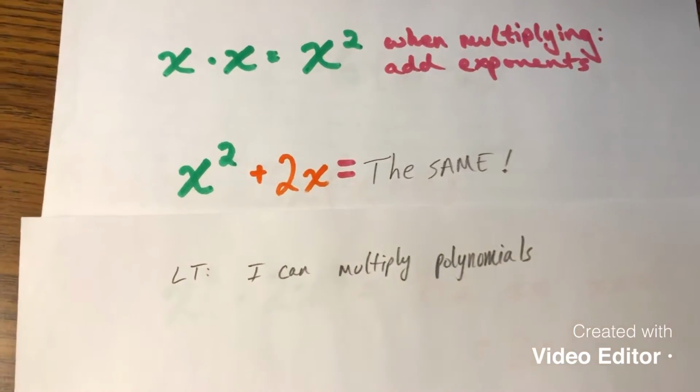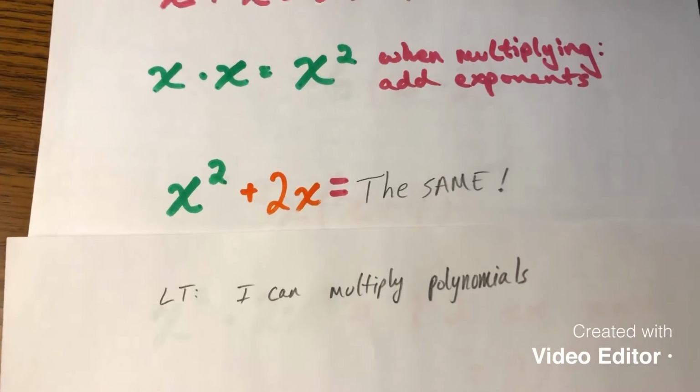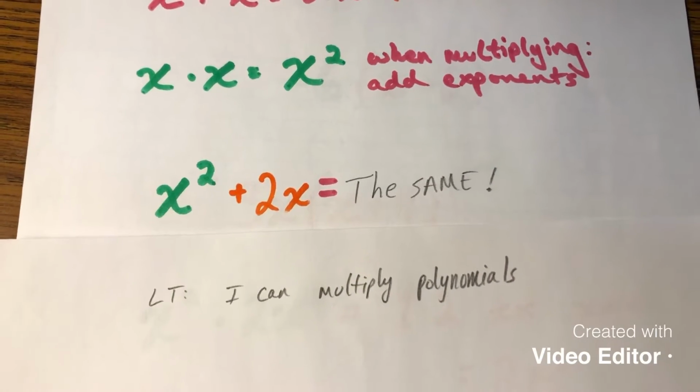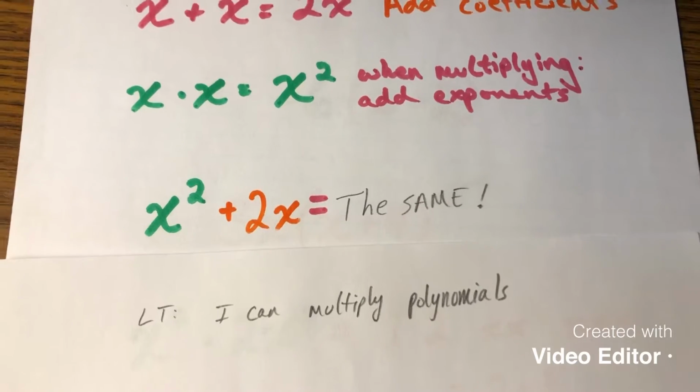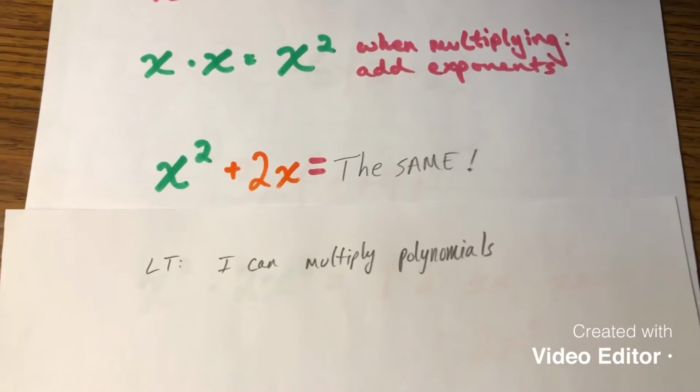Okay, so what does that mean? It means if you try to add x squared plus 2x, the answer is the same, because they are not like terms. You can't put them together.